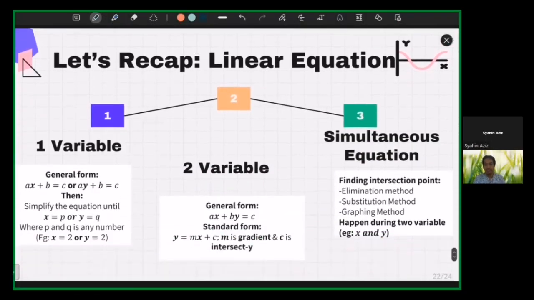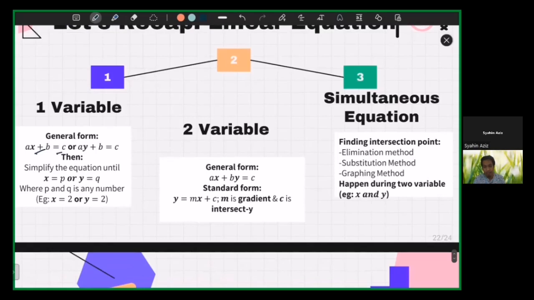So now let's recap the linear equation. What we learned in 6.1 is about one variable, in the form ax plus b equal to c, or ay plus b equal to c, where a, b, and c are constants. And then we simplify it, for example, x equals 2 or y equals 2, it can be any number after we simplify it. And then we learned about two variables, where the general form is ax plus by equal to c, and the standard form is y equal to mx plus c, where m is the gradient and c is the y-intercept.